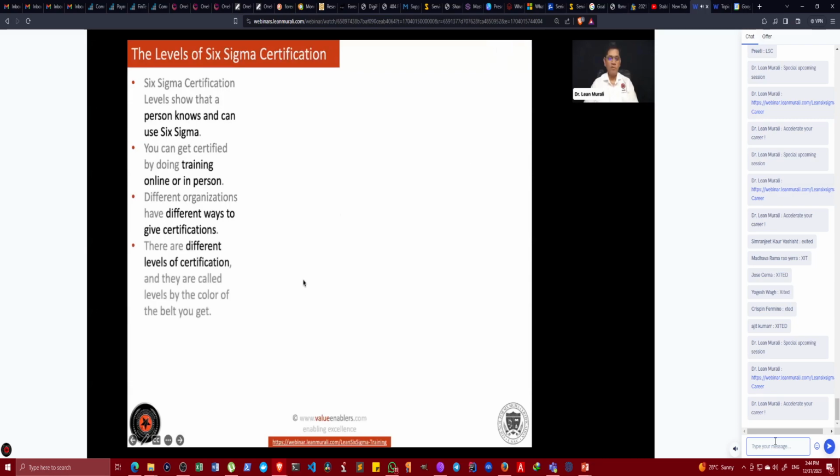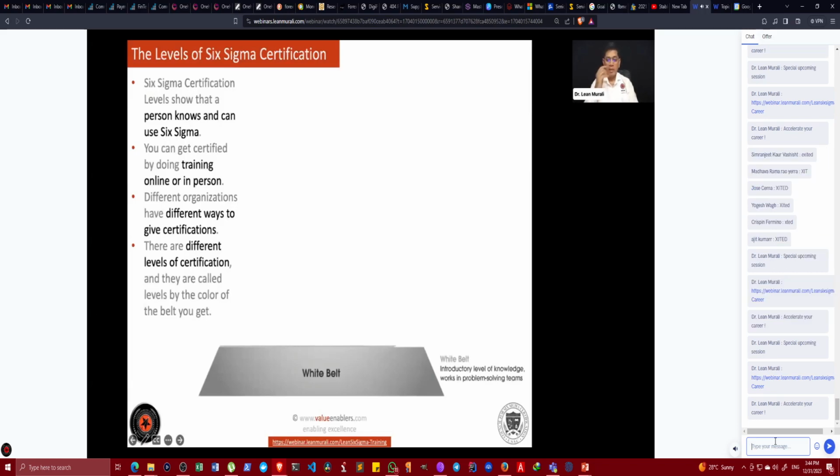Okay, so there are different levels of certification and they are called by the color of the belt that you have. Dr. Michael Harry did this fantastic job of creating these belts and a structure to it. Okay, first is white belt. White belt is introductory level of knowledge. All of you type IL in the chat box.